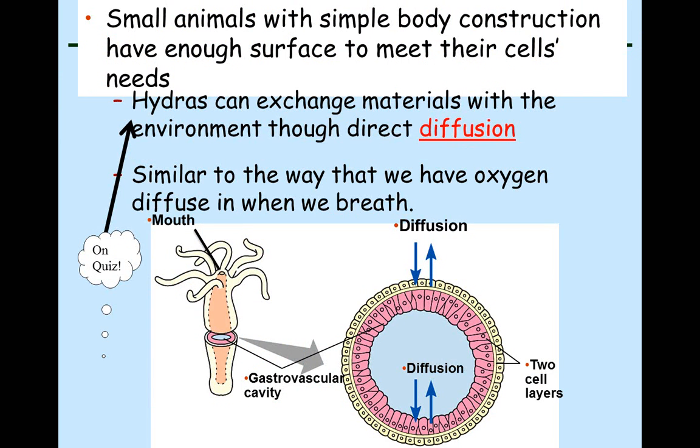Some animals have different ways that they go about interacting with their environment. For instance, hydras can exchange materials with their environment through what we call direct diffusion, which means the atoms themselves are just moving from highly concentrated to least concentrated. And that particular example is also going to be on the test. So they diffuse food in and out the same way that we diffuse oxygen in and out of us when we breathe. We take a breath in.